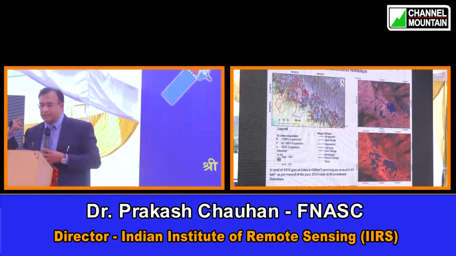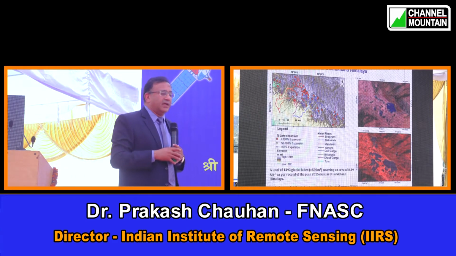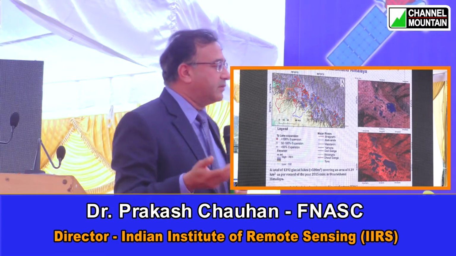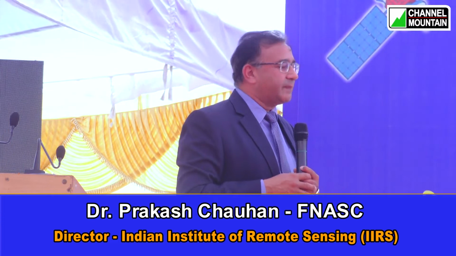It is in context of the last slide. So now quantitatively for Uttarakhand we have analyzed this data, and we have found a total of 1,392 glacial lakes, which are larger than 500 square meters in area, covering an area of 8.39 square kilometers as per record, that exist in the Himalaya. And then some of them have increased in their volume over a period of time, showing that many of these glacial lakes are expanding in nature.